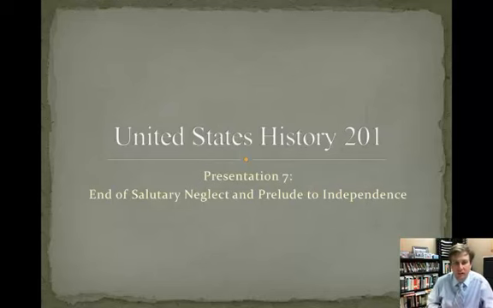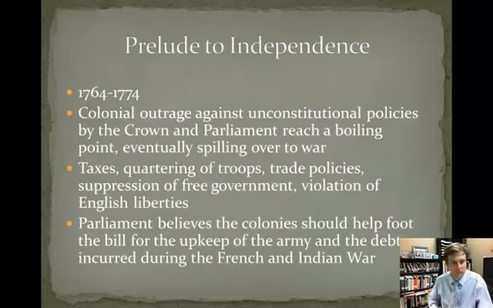And then the next presentation we'll talk about the war itself, and then the last two presentations for this section we'll talk about the Articles of Confederation, and then the last presentation, the Constitution. So, salutary neglect. What does that mean? Well, salutary means beneficial. So essentially what was happening from the time the colonies were founded in the early 17th century until right after the French and Indian War, right about that time, the colonies were generally left alone.